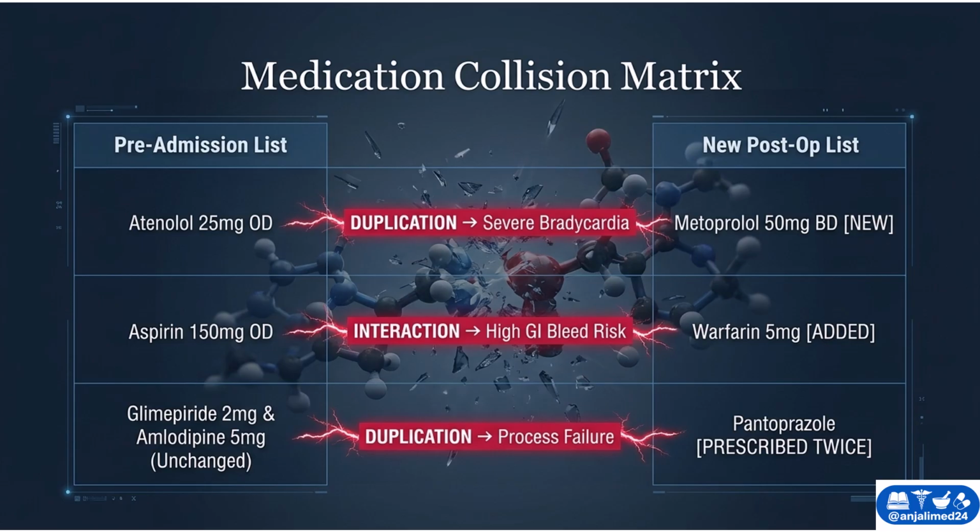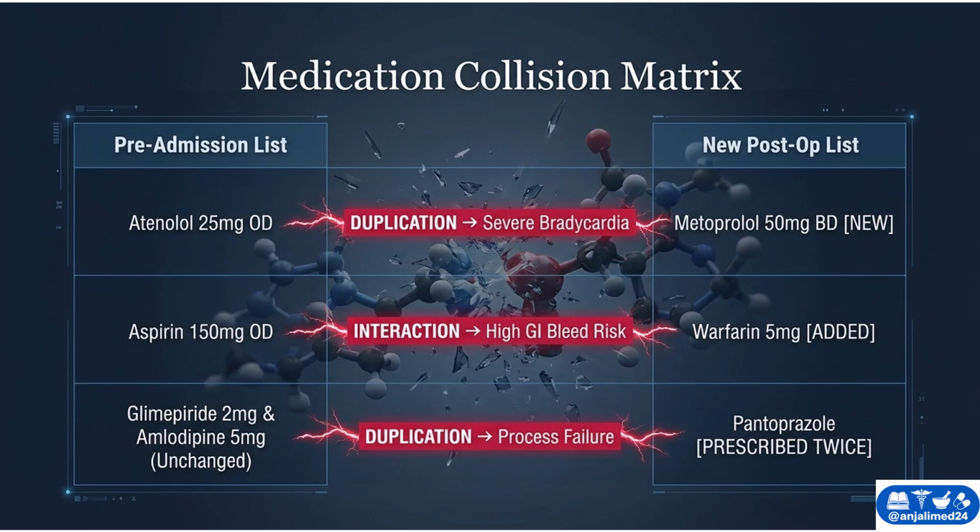Next, examine the anticoagulation risk. The patient was already taking aspirin 150 milligrams once daily. Following the surgery, warfarin was newly added for thromboprophylaxis. Now, while both drugs may sometimes be intentionally combined under strict monitoring, failure to document indication, INR monitoring plans, and bleeding risk counseling can dramatically increase the risk of GIT bleeding, intracranial hemorrhage, and emergency readmissions. This is not merely a prescribing issue. It is a communication failure between the admission records, surgical teams, discharge summaries, pharmacists, and patients.